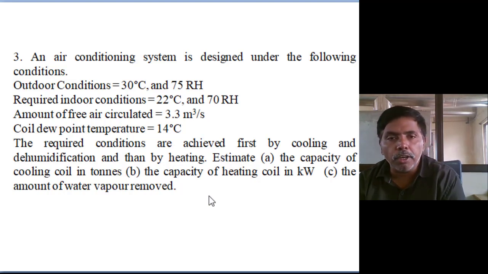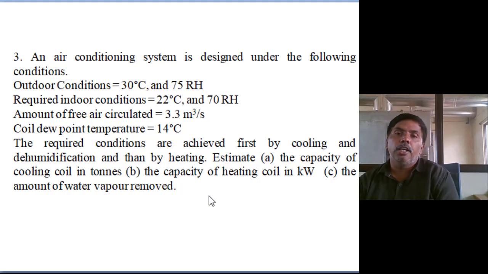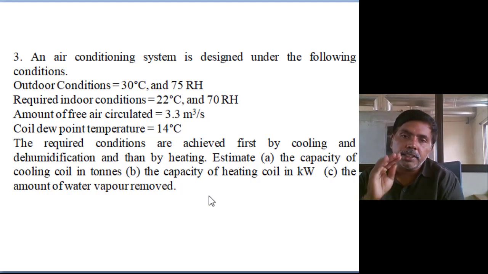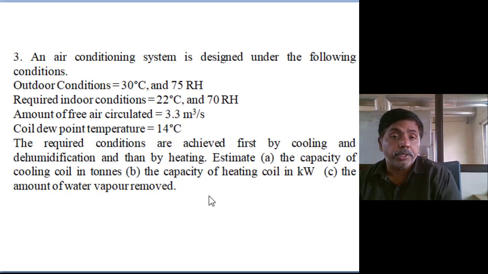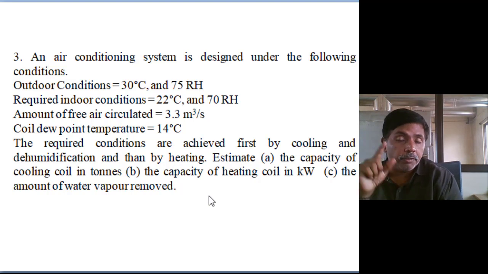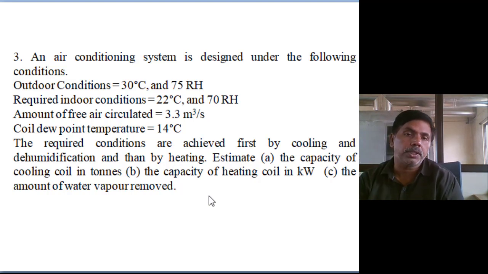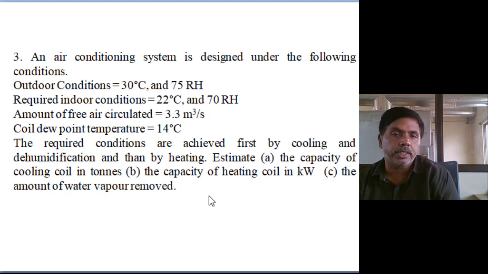Next, the amount of free air circulated. What is the amount of free air circulated? That is 3.3 meter cube per second. Here also they have given the volumetric flow rate only. Divide by specific volume and you will get the mass flow rate. But luckily here they have given meter cube per second. Earlier they gave meter cube per minute. Meter cube per second is the industrial application indirectly.